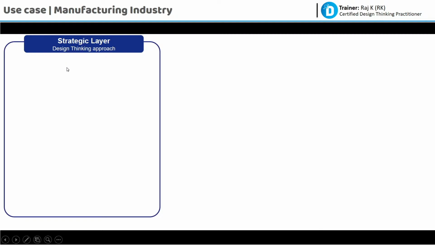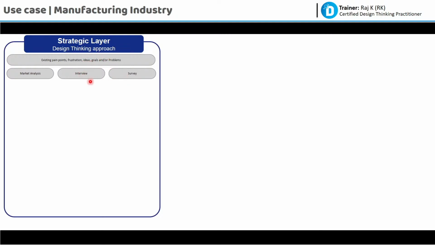And maybe manufacturing, any heavy engineering stuff, right? So those kinds of manufacturing industry, heavy engineering, is what we're talking about. So it could be an XYZ industry, and they thought, yes, let's take the design thinking practice to our organization. What they will initially do is try to understand the existing pain points, frustrations, ideas, and try to get goals, what the problems are, and everything.